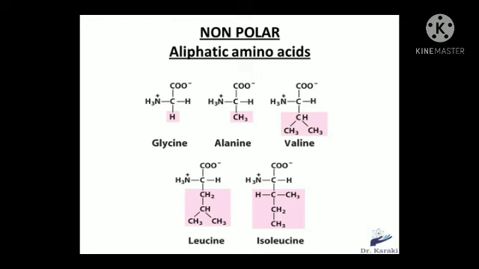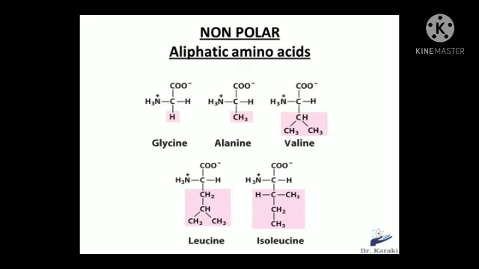Non-polar amino acids are of two types, aliphatic and aromatic. Firstly, we have to memorize the structure of the aliphatic ones, as I explained in the previous lecture with the diagram. These are glycine, which carries H as the R group. Second is alanine, which carries the CH3 group as the R group.